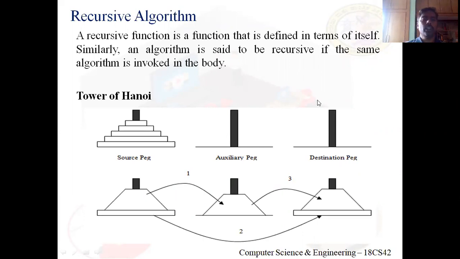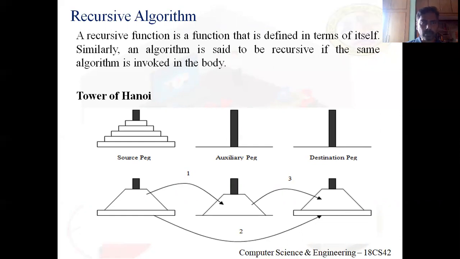Now we'll have a recursive algorithm. Here is one famous recursive algorithm, that is Tower of Hanoi. Recursive, I said, is a method or an algorithm, a function, calling itself. I think you might have come across this problem, Tower of Hanoi. What does this problem actually mean?